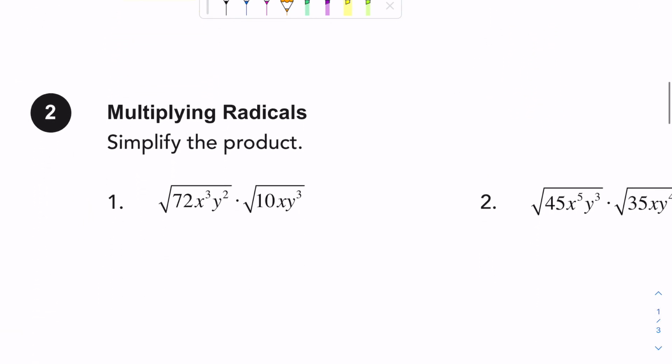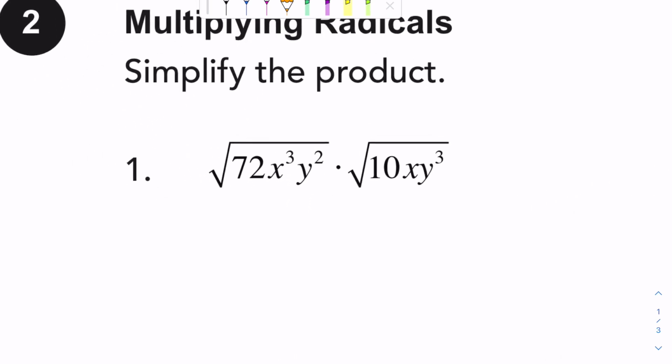For the next example set, now we're multiplying more complex expressions together. In this example, we have the square root of 72 times x to the third times y squared multiplied by the square root of 10 times x times y cubed. So you could approach this two different ways. You could simplify each root individually and then multiply your common terms together and keep working through the answer.